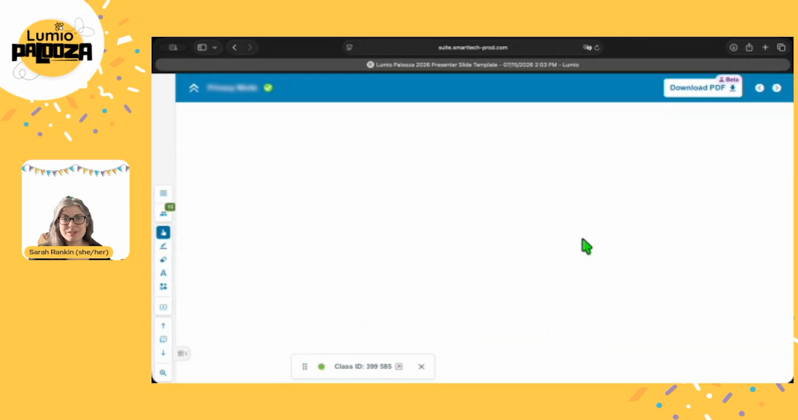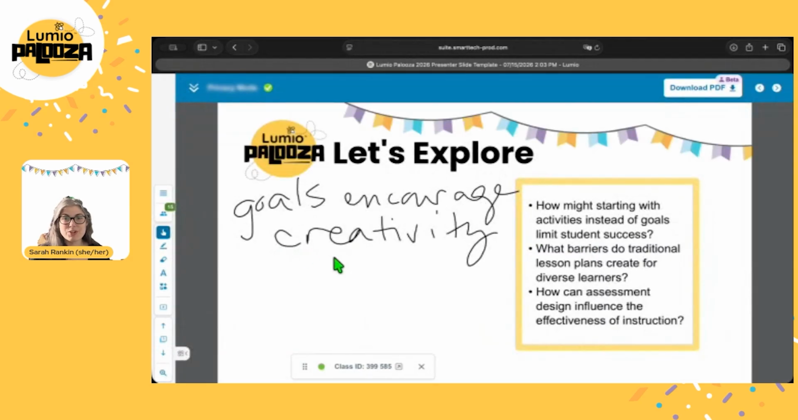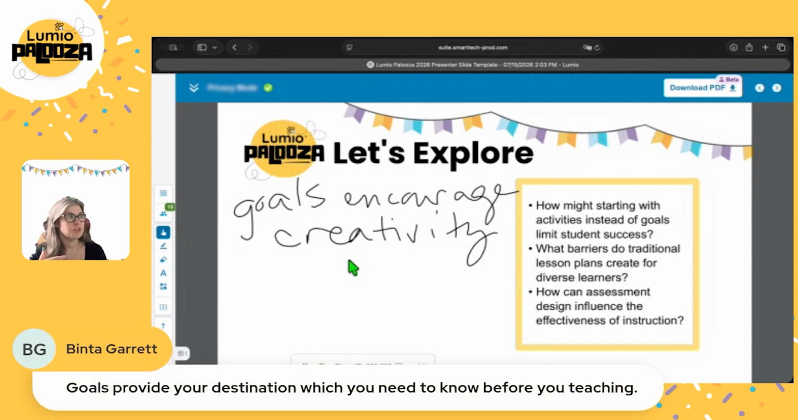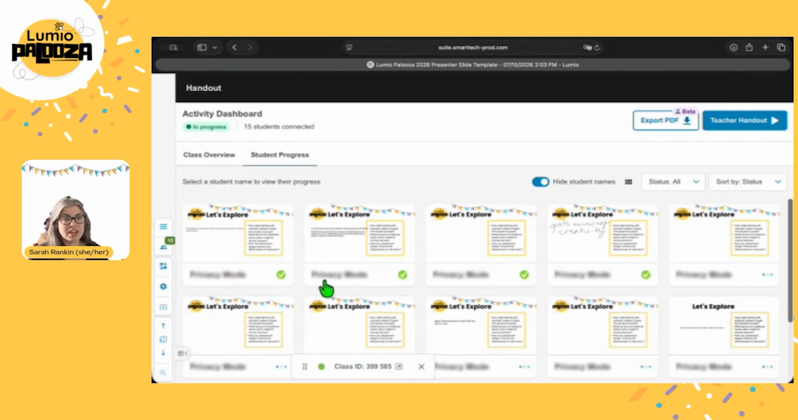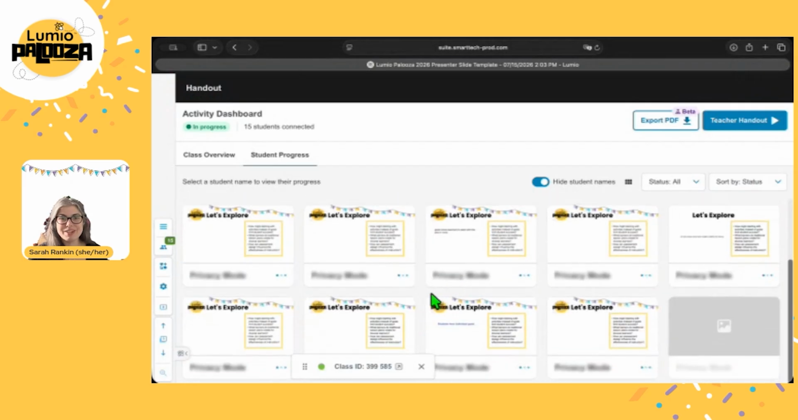Fantastic. I'm just going to fly this one up here. Goals encourage creativity. 100% agree with you on that one, that if we can think about what the goal is, it really opens up not just the creativity for the teacher to think differently, but also for our learners to explore their own creativity in novel ways. So thank you for sharing that. Really appreciate it. You'll notice I have blurred the name, so don't worry, I'm not going to call anyone out.